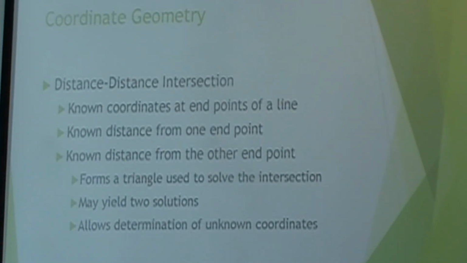And this may also yield two solutions. In fact, it typically will yield two solutions. It could also yield one solution, and that's very rare, and it could yield none if the arcs don't intersect, obviously. So you also have to determine which intersection you're talking about, but this one's a little bit easier than the last one. But this will then allow us, where that intersection occurs, to determine the unknown coordinates.